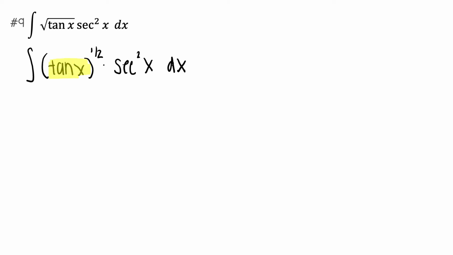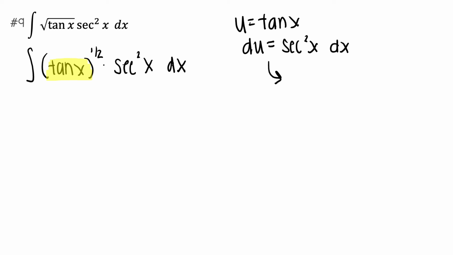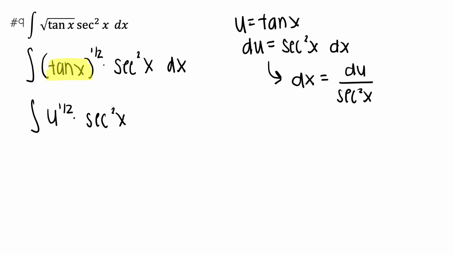So let's choose our tangent of x as being u. And that lets du equal the derivative of tangent, which is secant squared of x dx. So if we solve for dx, we get dx equals du over secant squared of x. So as we start to rewrite, we have the integral of, replacing our tangent with u, u to the 1/2 power times secant squared of x times, replacing dx with du over secant squared of x. Luckily, our secant squared of x and our secant squared of x cancel out, which is really nice.